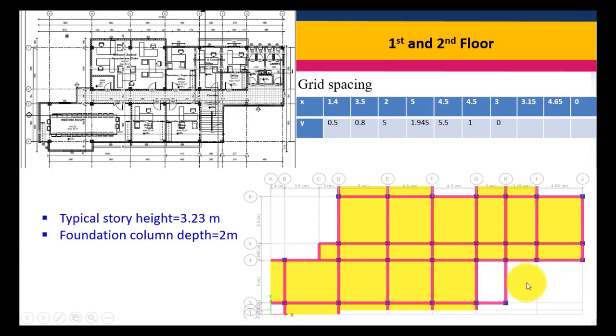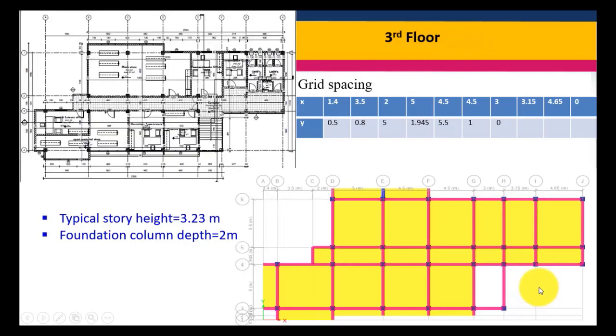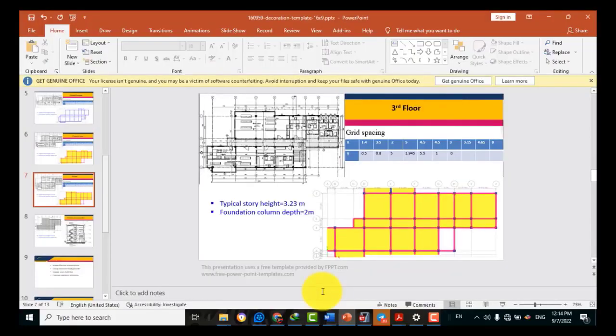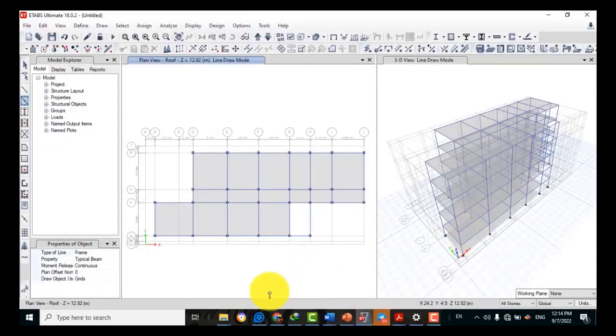Then next we are going to edit, because, as you can see, for example here, this is the first and second floor. In the third floor this part is not available. We don't have any cantilever here, so we are going to delete it. First let us draw in all stories. Now let us draw here.